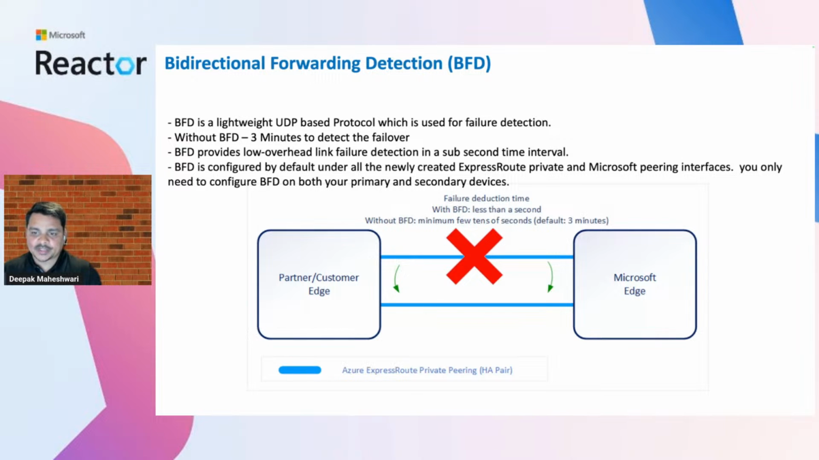From a Microsoft perspective, BFD is already configured in the Microsoft Enterprise Edge router. So Microsoft has configured it from its side of the router. As a customer, you should configure BFD to achieve the active resiliency model in your ExpressRoute.